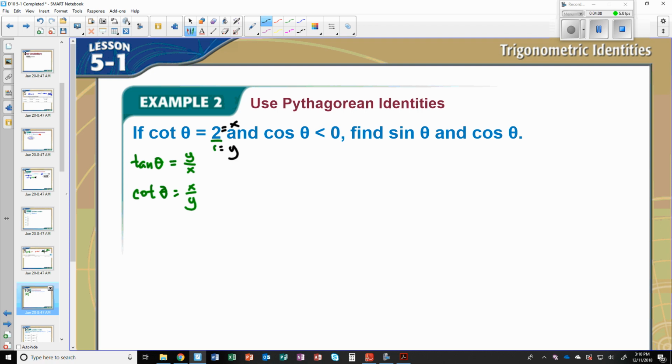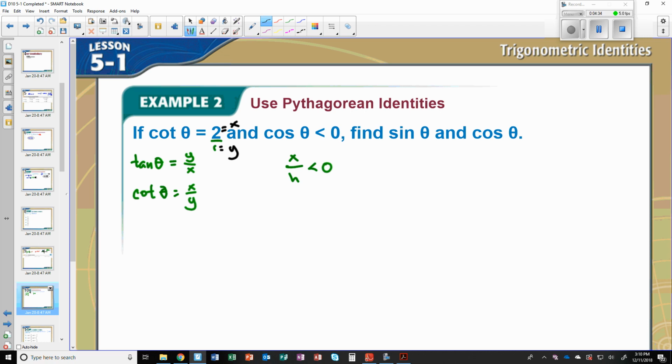This is our y. Now this says cosine is less than 0. Now, "psi y cos x." This cosine is the same thing as the relationship of x over h. "Psi y cos x. H is silent." That means x over h is less than 0. Now what do we know here? We know that x is 2. So I want to substitute that 2 in right there.